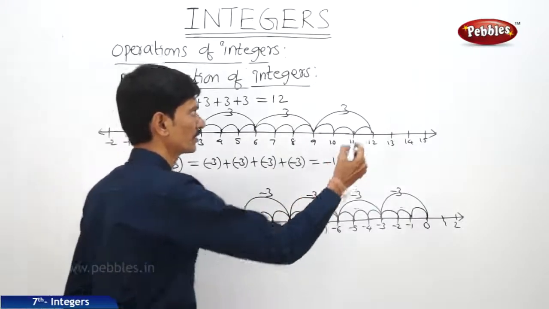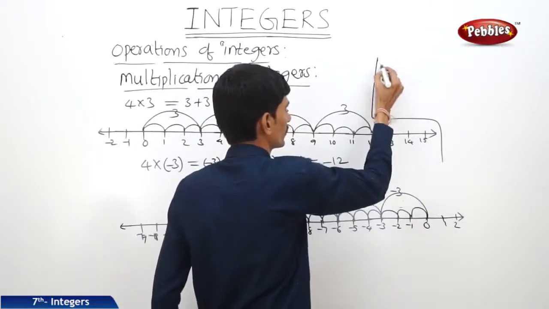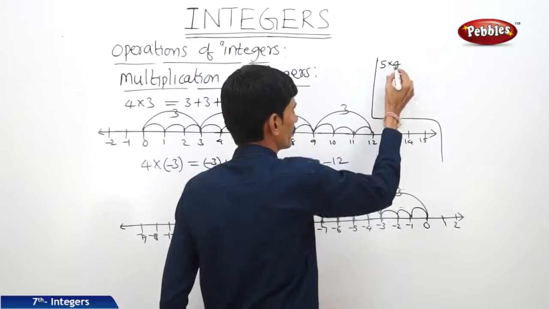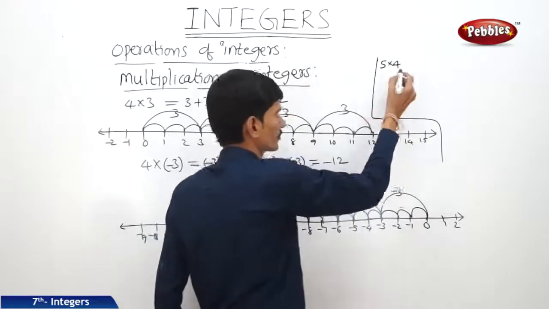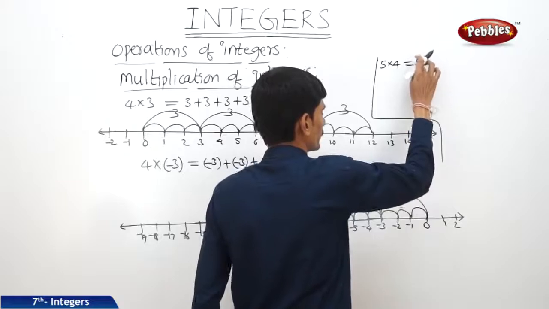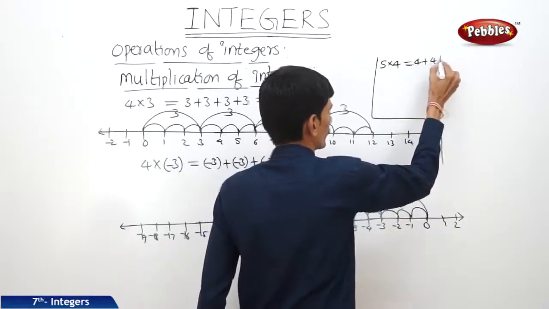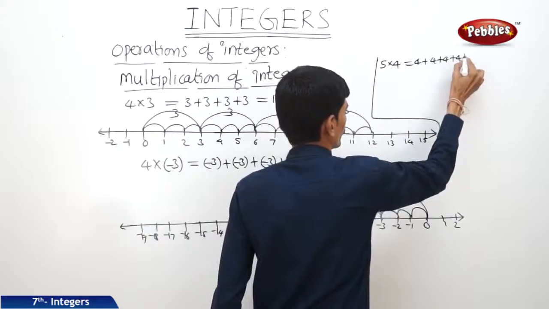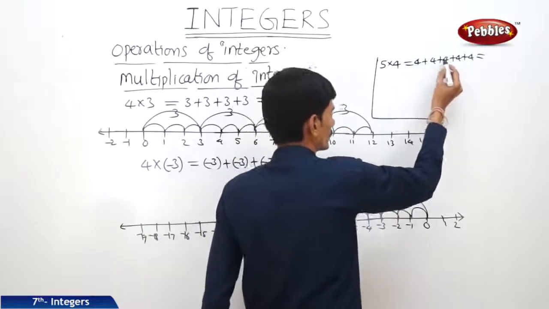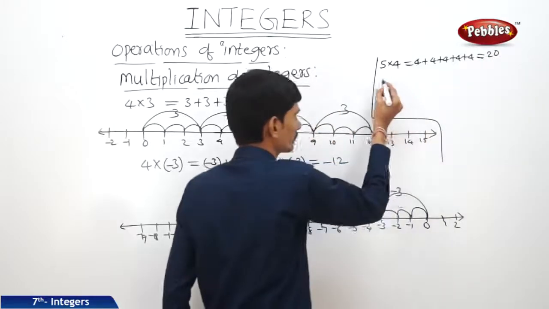Now let us see other examples. When you multiply 5 and 4, a positive integer by another positive integer, we get 4 plus 4 plus 4 plus 4 plus 4. 5 fours are added. 1, 2, 3, 4, 5. So 5 fours are 20.